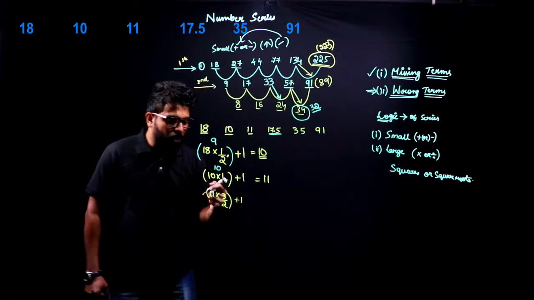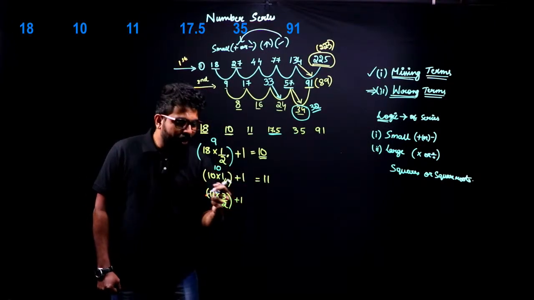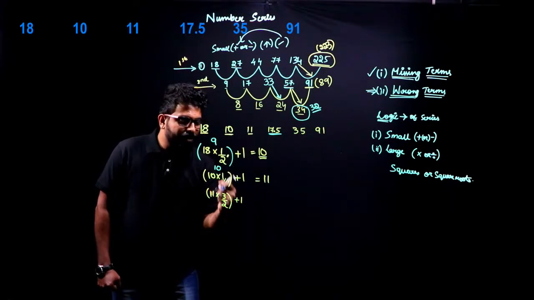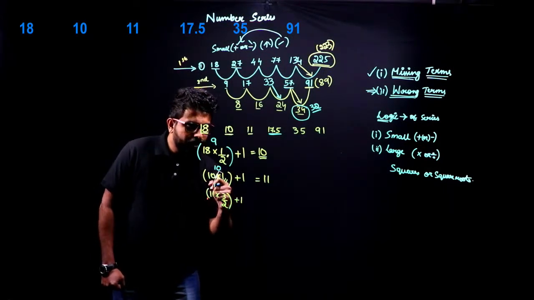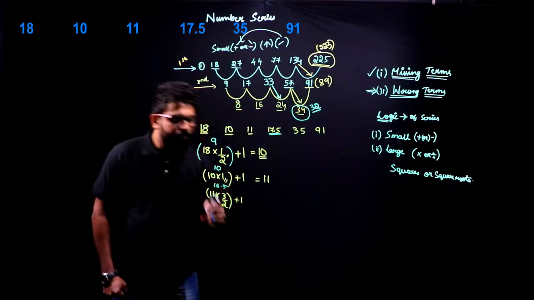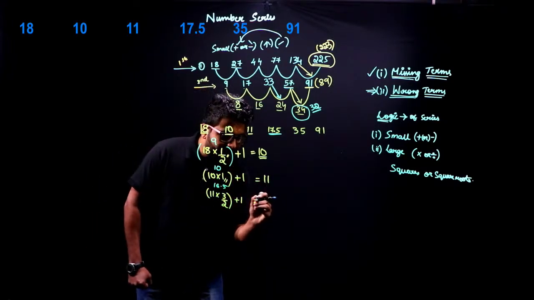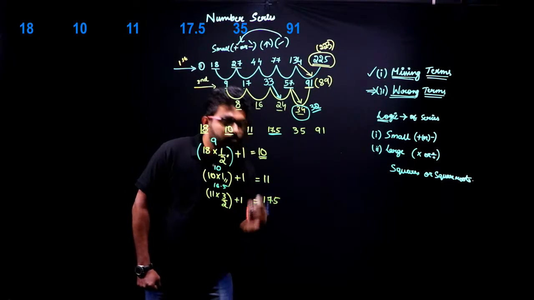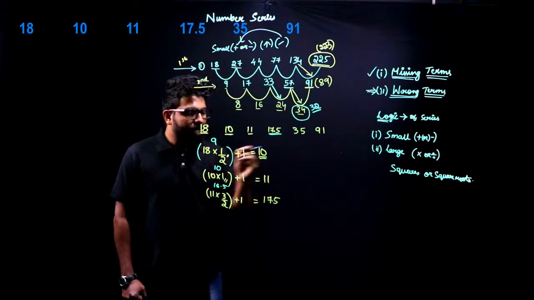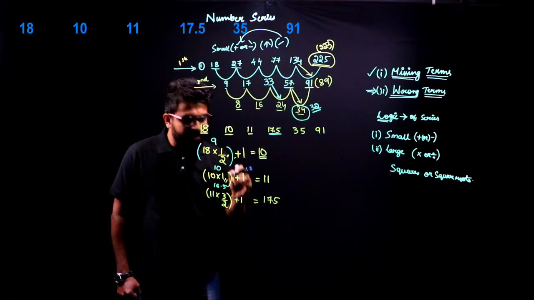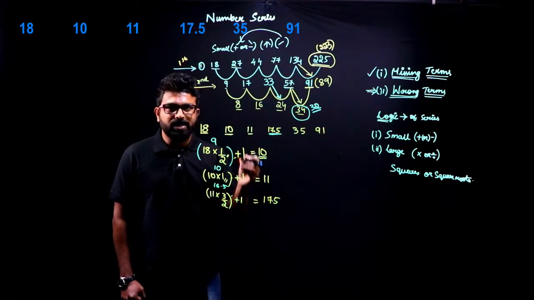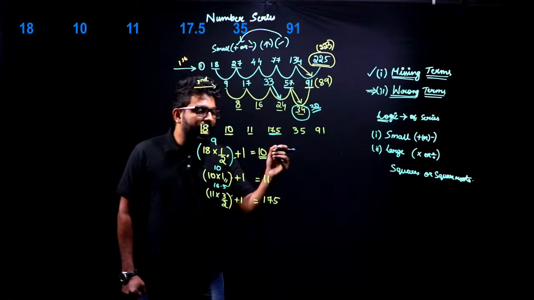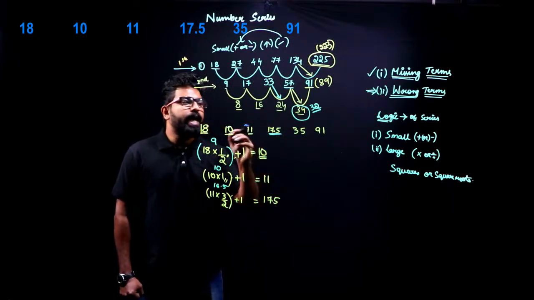Let me check for this logic. 11 into 3 by 2. What do I get? 11 into 3 gives me 33. 33 divided by 2 gives me 16.5. 16.5 plus 1 gives me 17.5. So I'm getting this properly. I'm getting 3 logics correctly. If I'm getting 3 continuous logics properly, then it means that it will be the logic for my entire series.